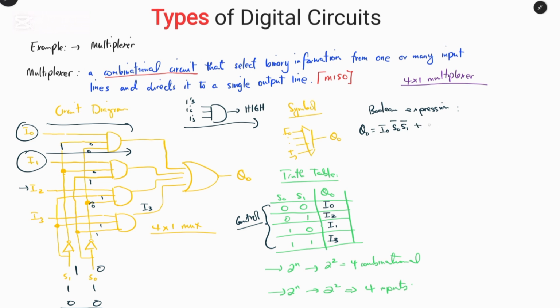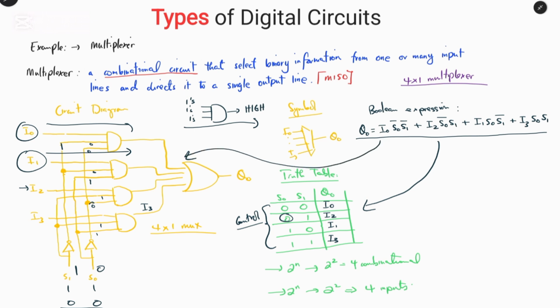And from this truth table, we can see that for I2 we have S0 bar and S1, because when we invert 0 it becomes 1, and from the multiplication we have 1, and S1 is equal to 1, and the input I2 is 1, then the output is simply I2. And we have I1 with S0 and S1 bar. And finally, the last, we should have I3 with S0 S1. So this expression can be derived from this truth table and also from this circuit diagram.